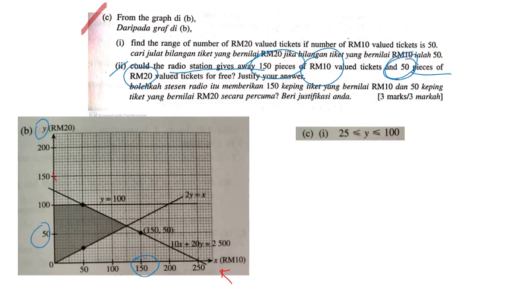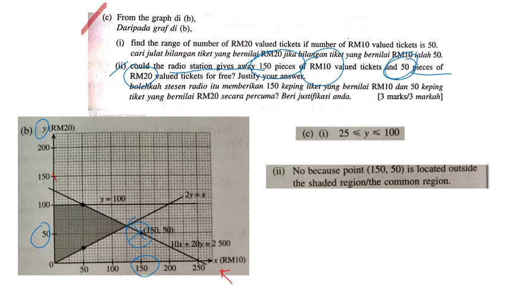So you mark the point here. Could the radio station give away? This is out of the range. It is not in the range. So of course cannot. So the answer is no, because the point (150, 50) is located outside the shaded region or the common region.